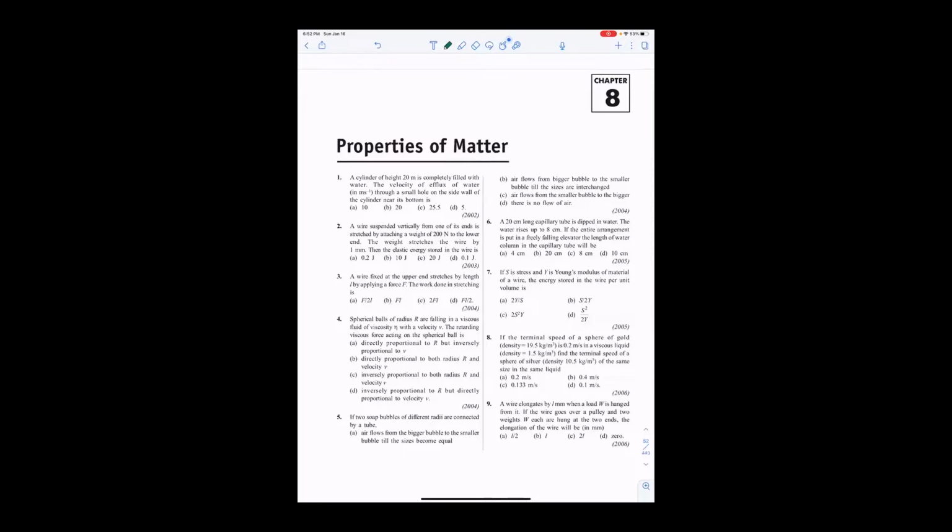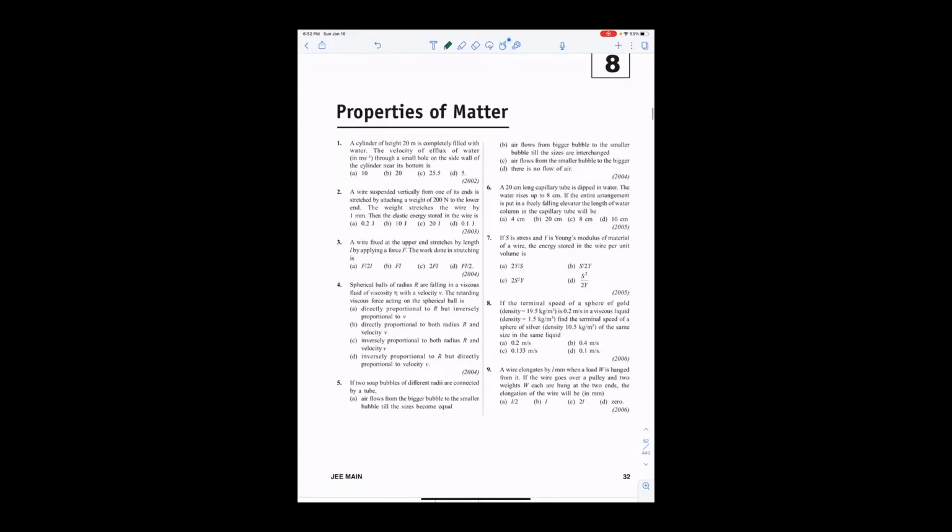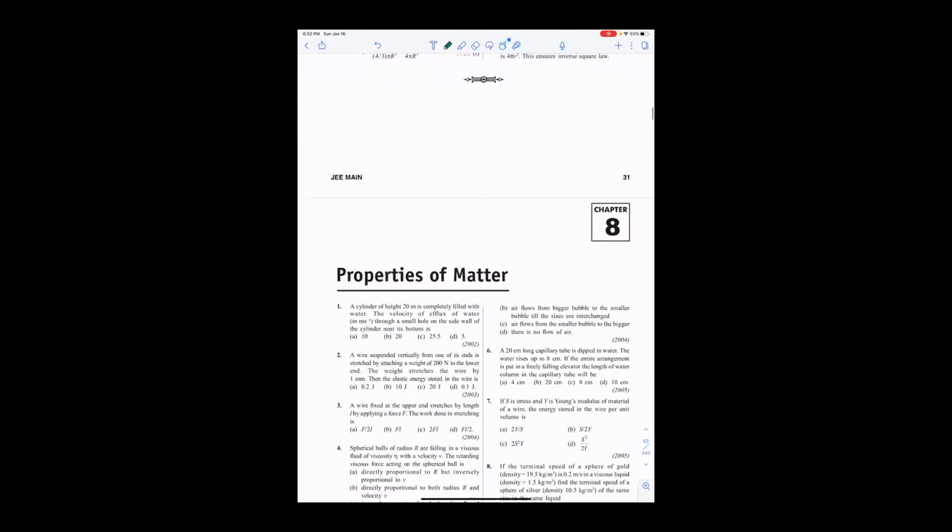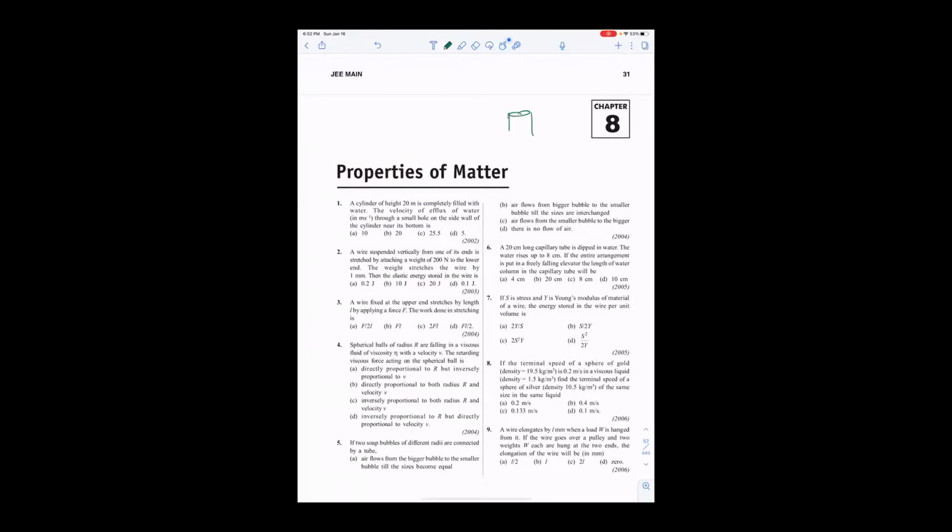A cylinder of height 20 meters is completely filled with water. So there is a cylinder whose height is 20 meters, filled with water. The velocity of efflux of water in meter per second through a small hole on side wall of the cylinder near its bottom is. So there is a hole here. So there is water in this. What is the velocity of efflux?